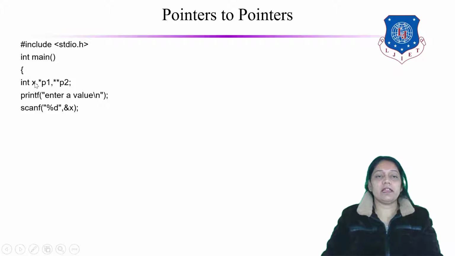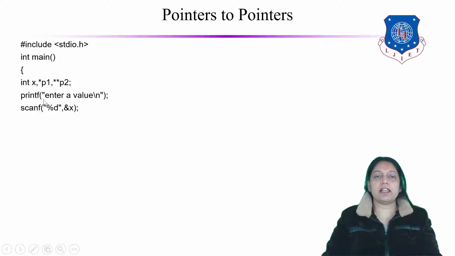Suppose I have a variable, integer x, which is a simple variable. Then I have a simple pointer, that is *P1. And I also have a double pointer, that is P2. Since P2 is a double pointer, I'll put a double star in the declaration. What it means is that P1 is a pointer which will point to a memory location that has an integer value, and P2 is a pointer which is going to point to a pointer, and this pointer should indirectly point to an address which has an integer value.